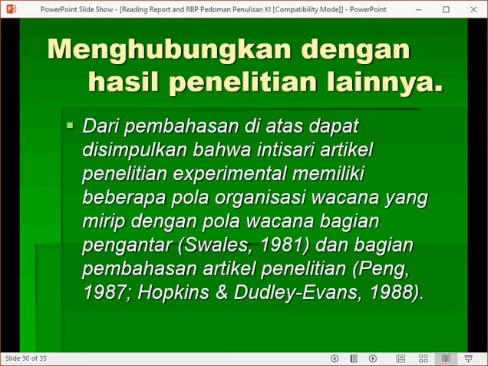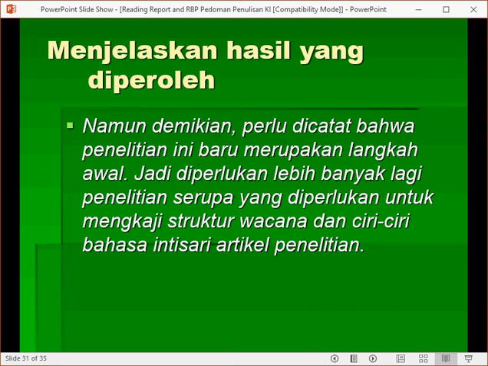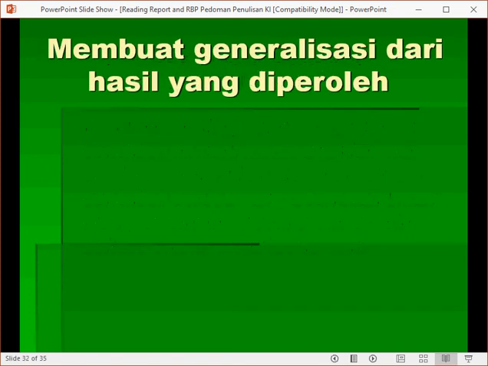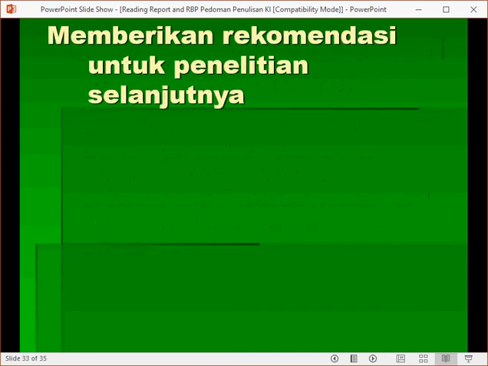Okay, and then you have to describe or explain your result in your research. Yeah, this one. You can read it. This is in Indonesian. You can read it, and then you make a generalization that you got from the research. And then you make recommendations to the next researcher.